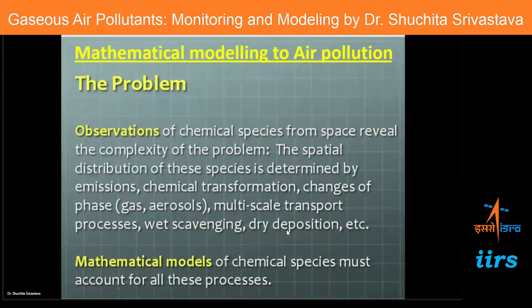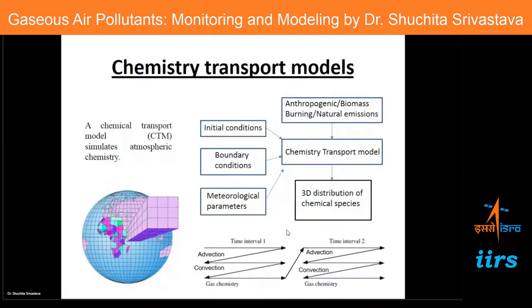This sort of information we can calculate using a mathematical model. So what is a mathematical model? Basically, we numerically simulate the atmospheric three-dimensional distribution of pollutants without any observation by solving the chemistry transport equation, that is, the species continuity equation. So what does a chemistry transport model do? A chemistry transport model solves the species continuity equation, which takes care of advection, convection, as well as chemistry of the target species, for target gaseous species.